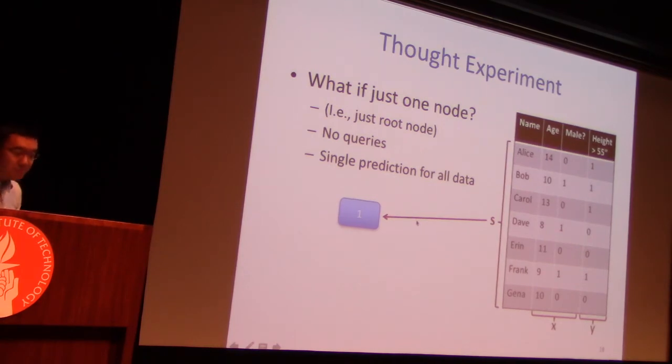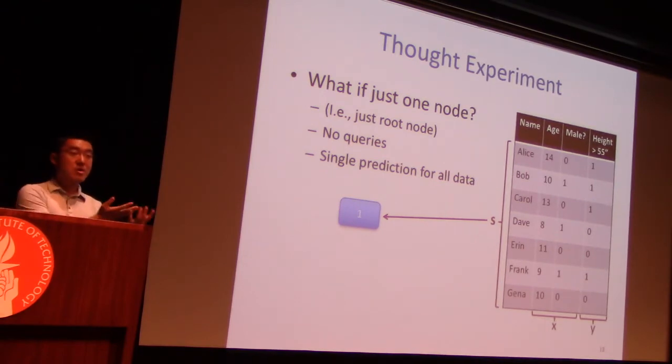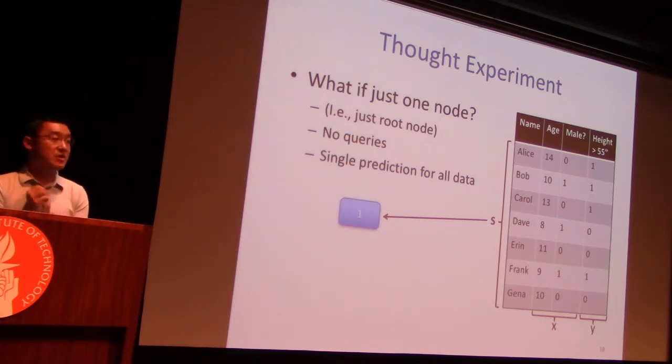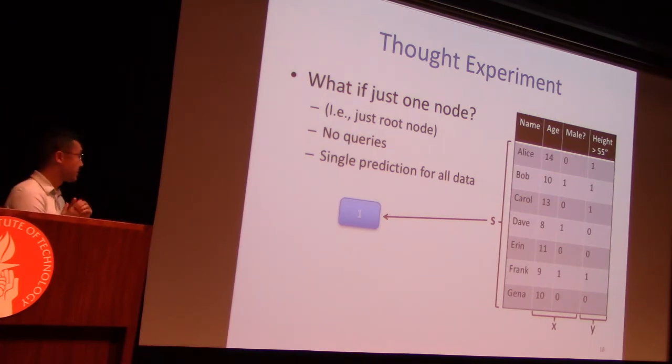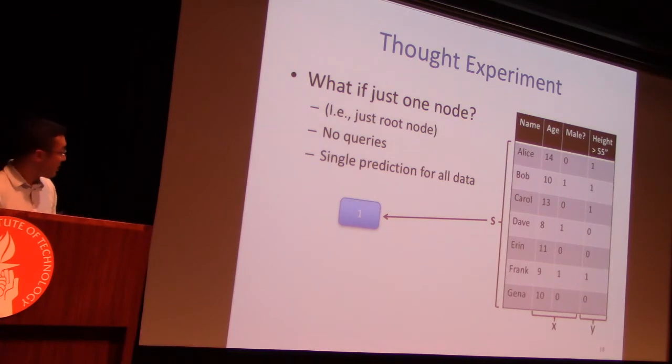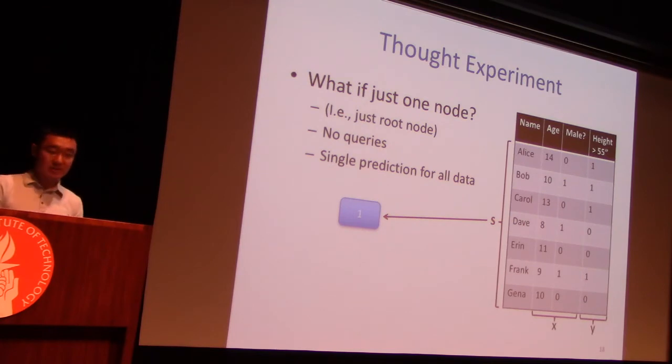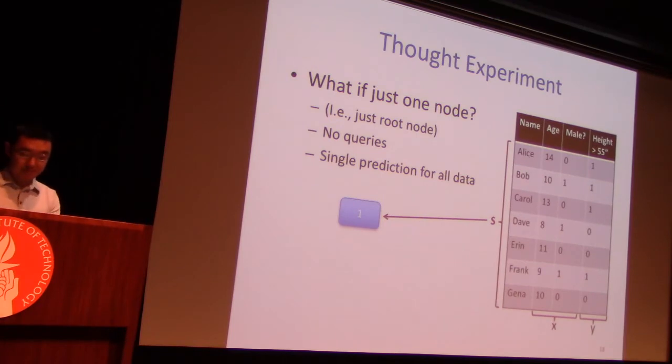So here's a thought experiment. What if we just had one node in this decision tree? The root node, I guess in this case, is a leaf node, not an internal node, in this degenerate case. There are no queries, and we're just going to make a single prediction for all data, for every location in our training data in our input feature space. In this case, we'll predict the majority class by a 4-to-3 vote. The positive label is the majority class. So we're just going to predict 1 always, no matter what the input space is.